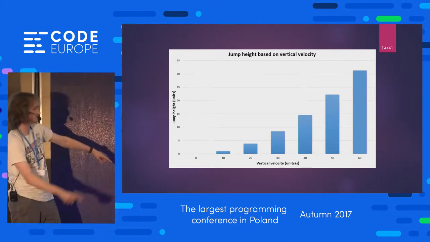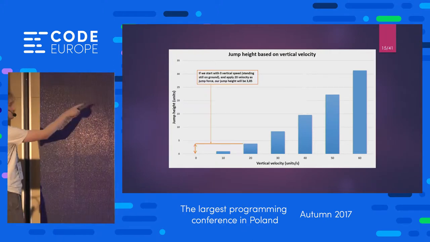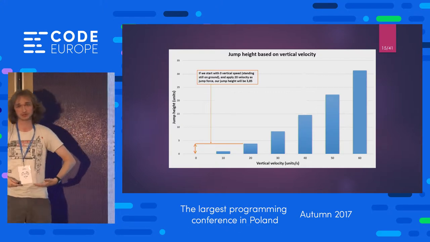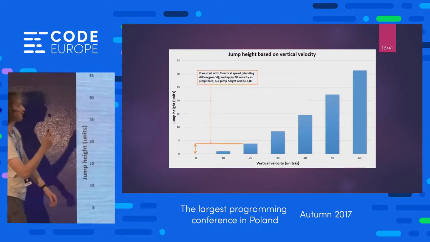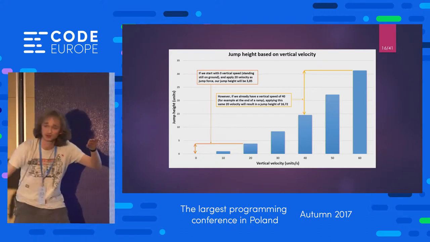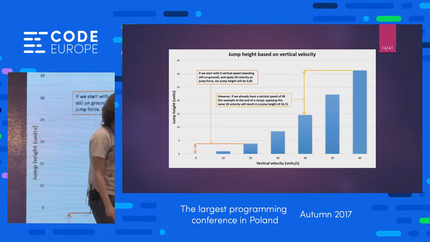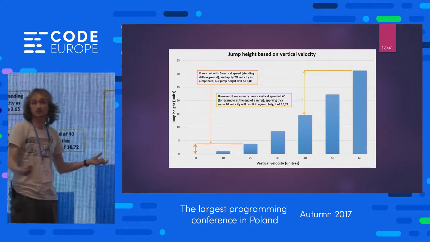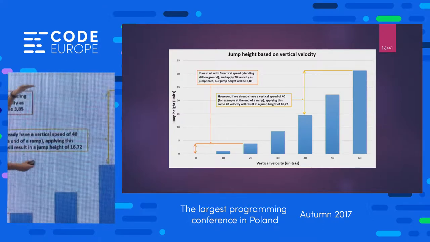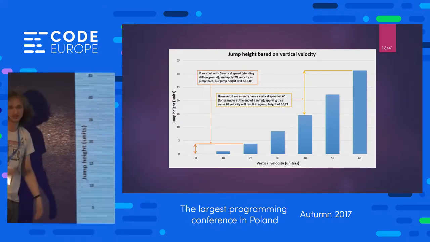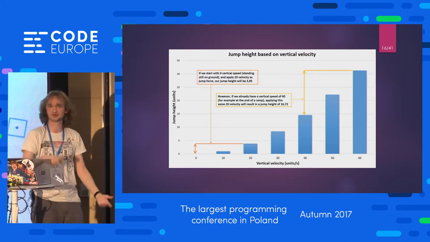But there's a problem here, because this is actually an exponential graph. If you just stand on the ground with zero vertical speed and you apply some vertical velocity, then this is how high you're going to get. But what if, like I said, you're already on your way in this arc and you jump at the end? This same 20 units of acceleration, which is from 40 to 60, all of a sudden gives you a much bigger height increase, which is really weird, but once you start calculating it, it actually makes sense.